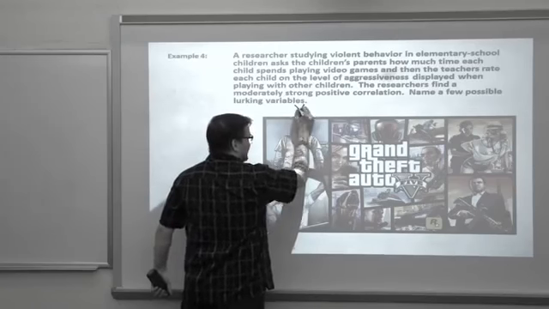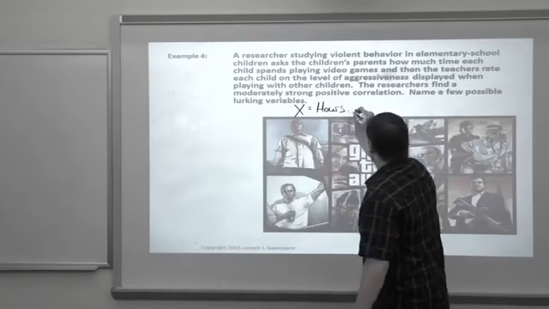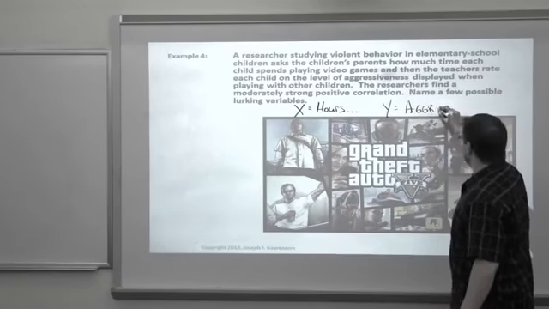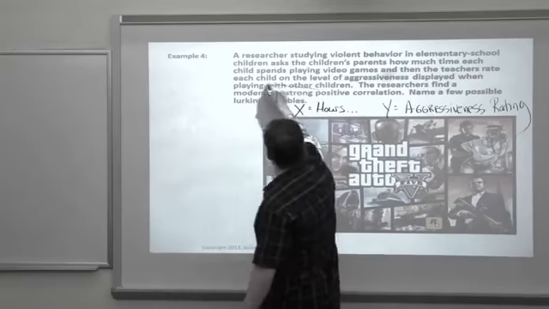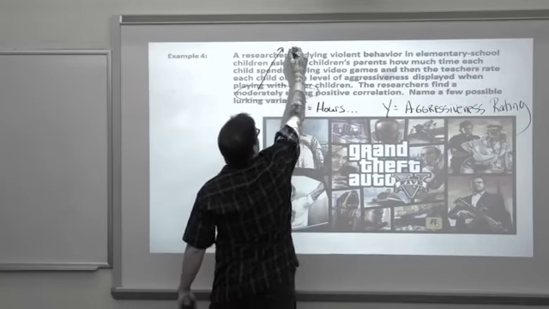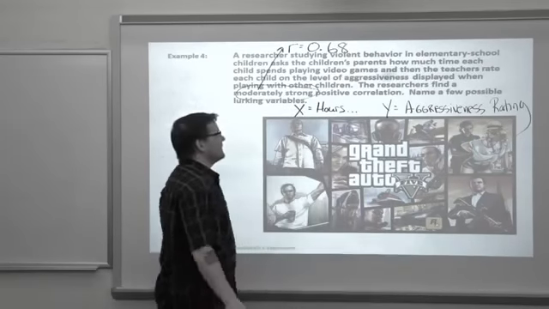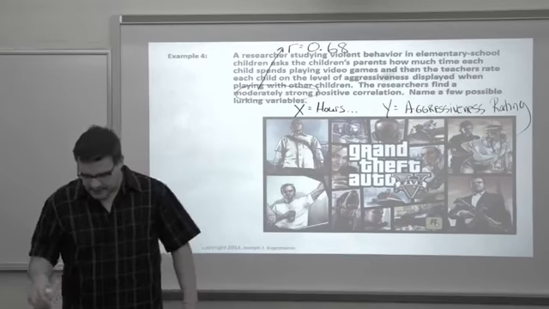So let me just write down what I said here. X equals those hours of playing video games. Y is the aggressive rating. And researchers find a moderately strong positive correlation. I'm making this up, I don't think there was anything that went into this, but they come up with an R equals 0.68. It's moderately strong. Possible lurking variables.